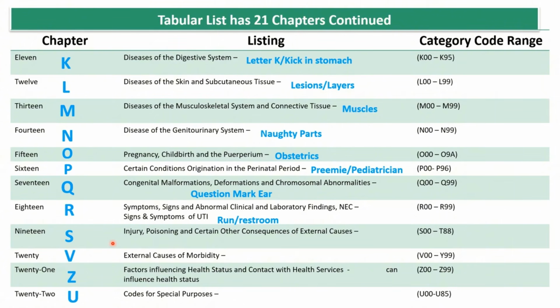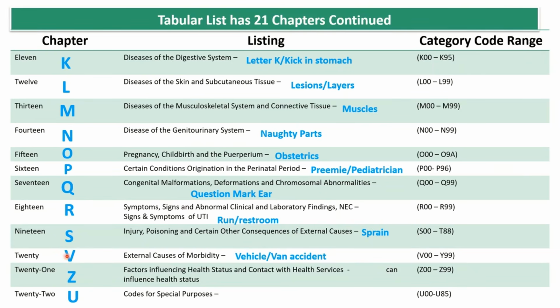Chapter 19. Chapter 19 houses your injuries, poisonings, and certain other consequences of external causes. We'll say that these Chapter 19 conditions begin with the letter S and end with the letter T. An example is a sprained ankle, right? Ankle sprain or any kind of sprain, any kind of injury, you'll find your injuries that live in chapter category S.